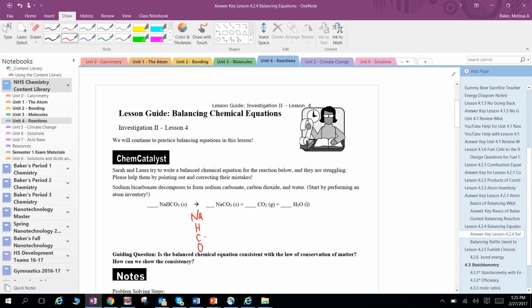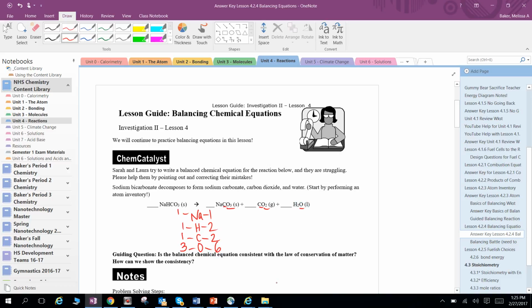It's a good idea to write down the elements that you have underneath the arrow so that you can start by conducting an atom inventory like we learned in the last lesson, and just count up how many atoms of each type you have on each side. I've got 1 sodium on each side, 1 hydrogen on the left, 2 on the right, 1 carbon on the left and 2 carbons on the right, 3 oxygens on the left and 3, 4, 5, 6 oxygens on the right.